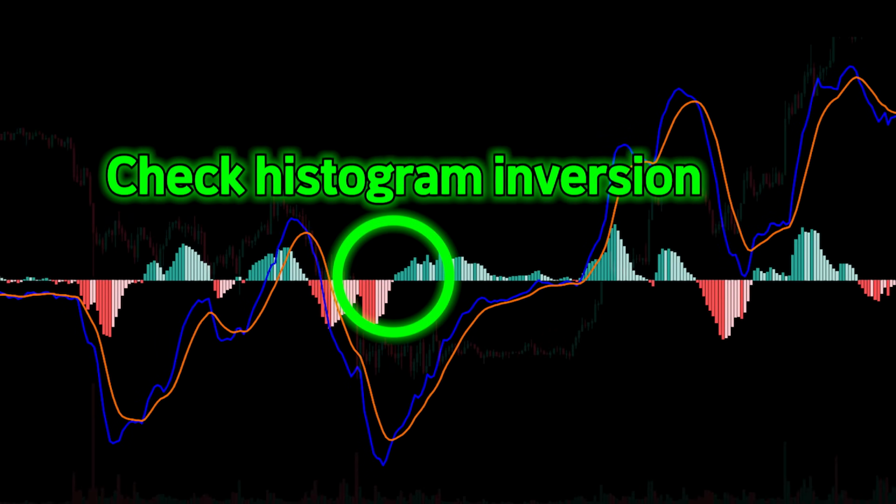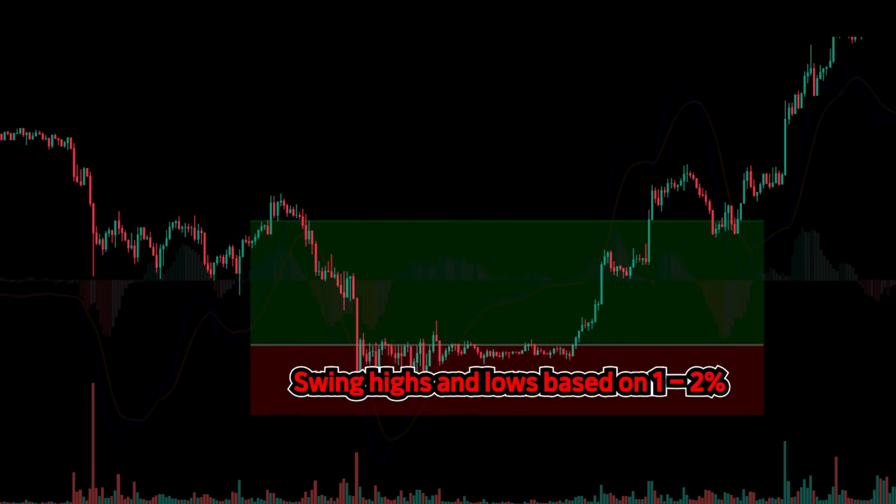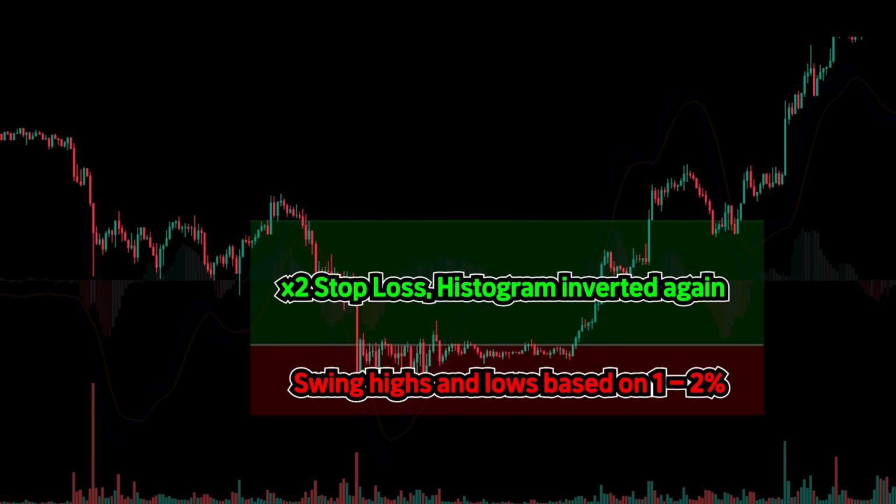Entry: open of the candle after the histogram reversal. For a more conservative approach, wait for 2-3 bars to confirm before entering. Stop loss: 1-2% beyond the recent swing high for shorts or swing low for longs. Take profit: 1-2 risk to reward as a baseline. Exit when the histogram reverses back in the opposite direction.